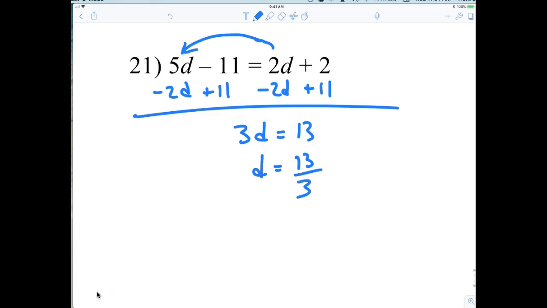All right? Any issues with 21? What would you know to leave it as a fraction? You always leave it as a fraction. All right? We don't do decimals anymore. The more advanced you get, the more you use fractions.